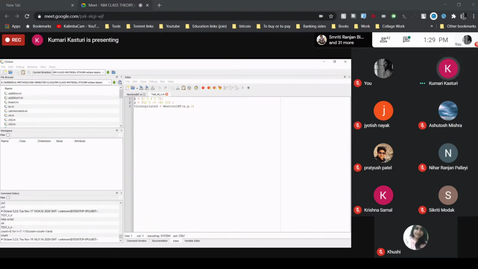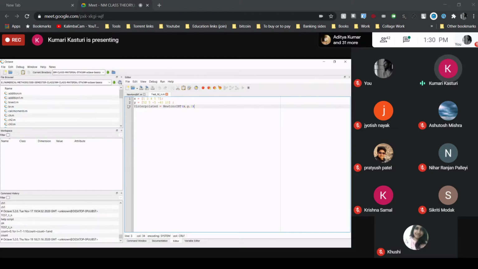Whatever the question is given to you, these are the question's x and y data. x is the x coordinates and y the y coordinates. After that, here the function has been called. Function name is Newtons_int. Please try to understand one by one. So here I am calling the function, whose name is Newtons_int.